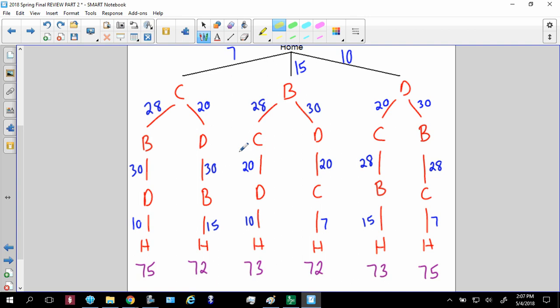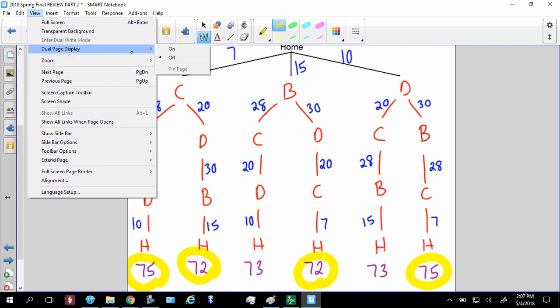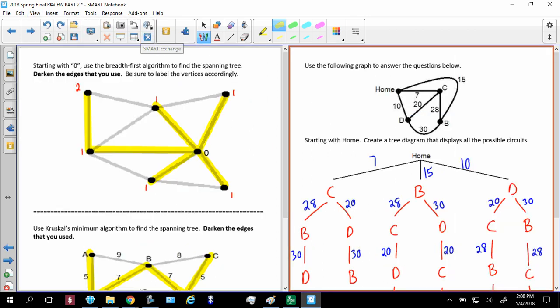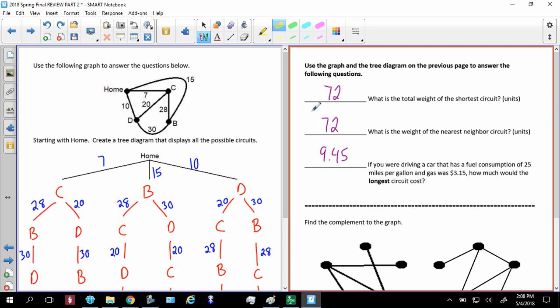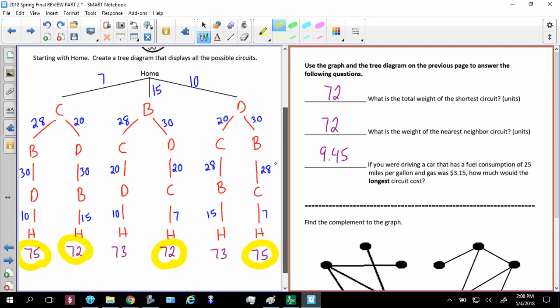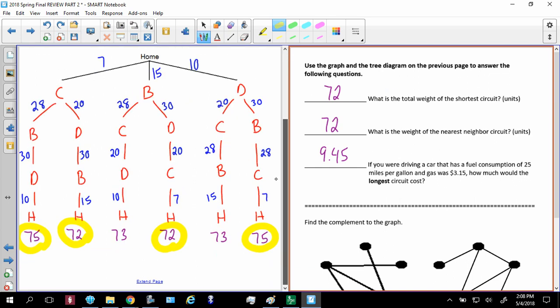All right, so traveling salesman, these are all the routes that you could go. Notice that if you're doing a good job, everything is going to be repeated. There we go, 75, 75, 72, 72, so on and so forth. All right, let me dual screen this thing. So let's answer some questions. What is the weight of the shortest circuit? Well, the weight of the shortest circuit was 72 because it was the smallest number.